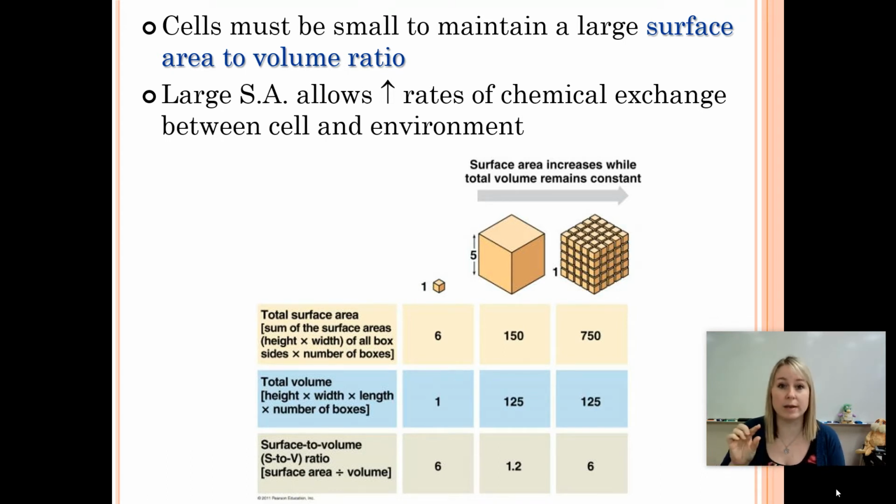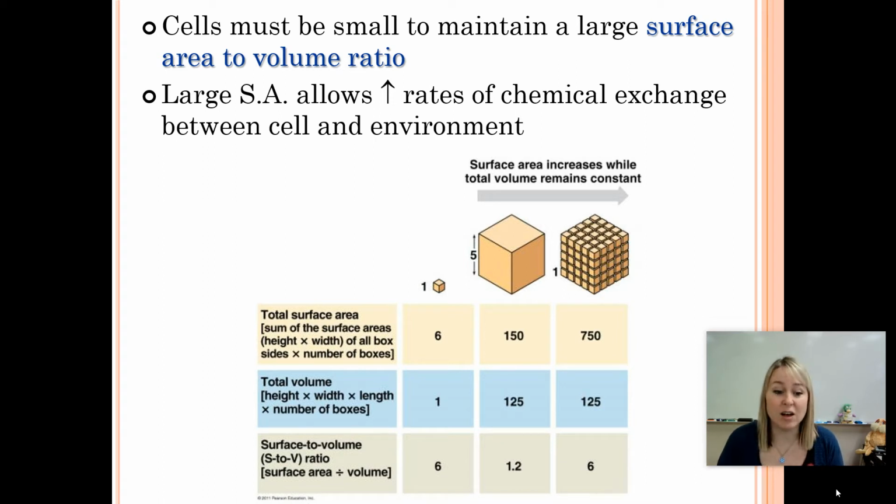So it says 1 next to it. Just imagine 1 is just any unit, 1 centimeter or whatever. It's a cube with only 1 unit on every side. So its total surface area is 6. It has 6 sides, each measuring 1.